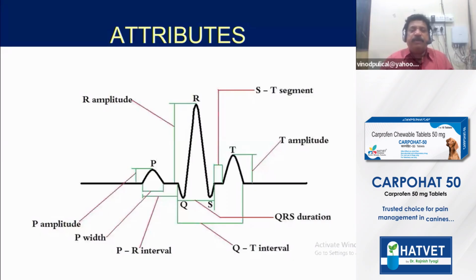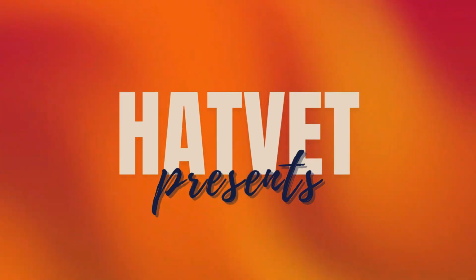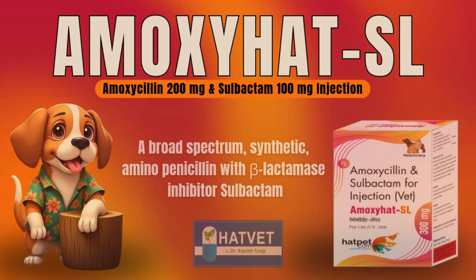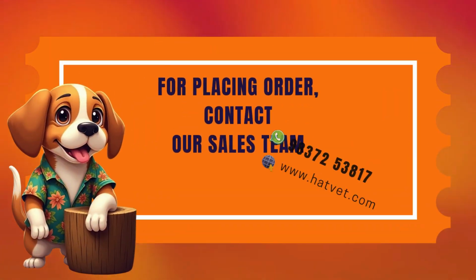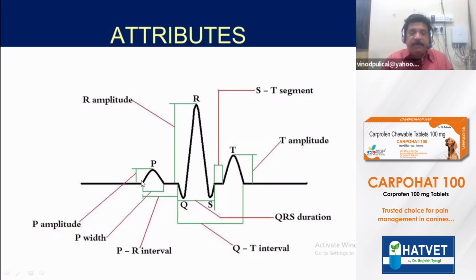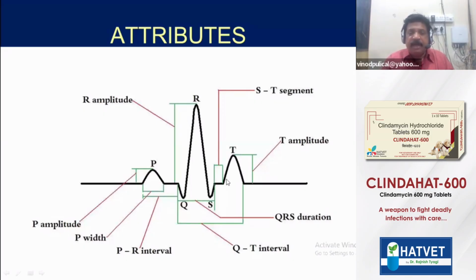These are the attributes which we have to check when we are looking at a sinus complex: the P wave width, the P wave amplitude, then the PR interval, that is from the start of the P to the start of the Q. The P wave is a positive wave, you can see here. The Q wave is a negative wave, the R wave is a positive wave, the S wave is a negative wave, and the T wave is a positive wave.